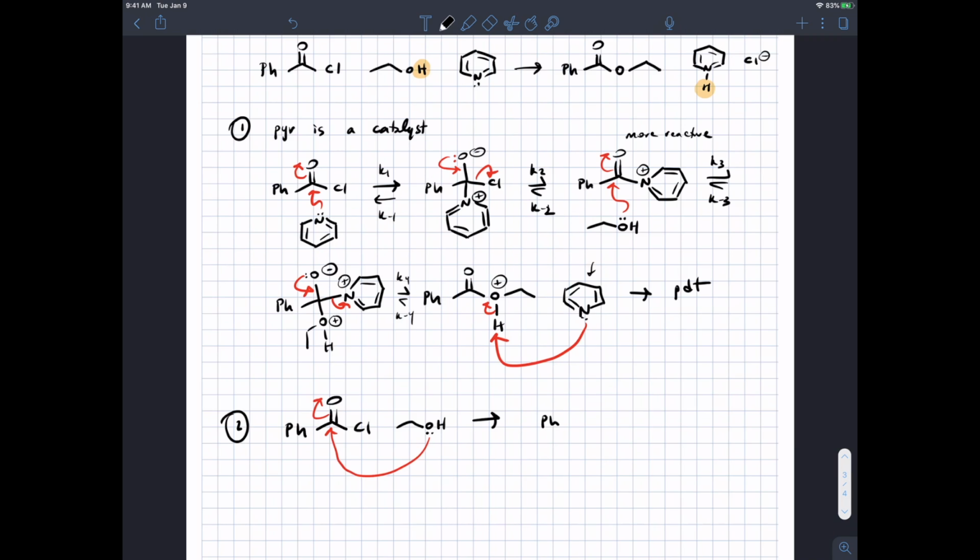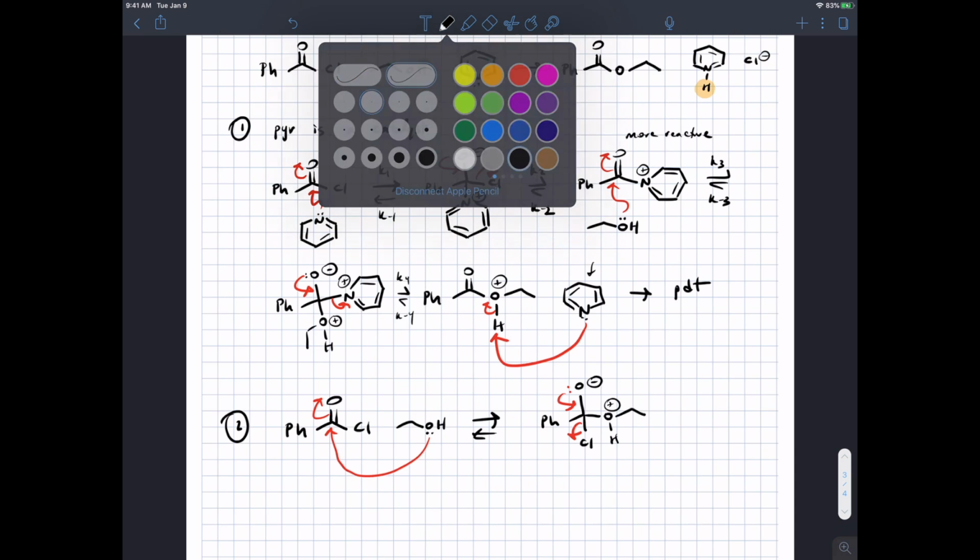But in any case, you can think of a mechanism that doesn't involve pyridine catalysis, where the alcohol attacks first. There would be some forward and reverse rate there. The chloro gets kicked off.